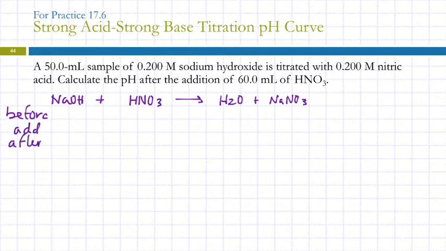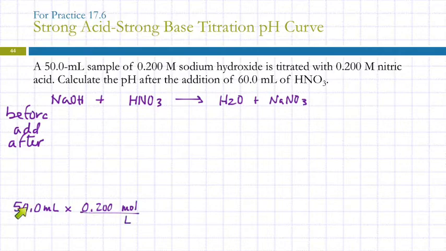So I'll try to keep a similar format to what we've done, following the patterns in the book. So we've got 50 milliliters of 0.2 molar sodium hydroxide. I'm going to do this one with millimoles, just to show you that it makes all the math much nicer. So I've got 50 milliliters of that sodium hydroxide, and the concentration is 0.200 moles per liter.